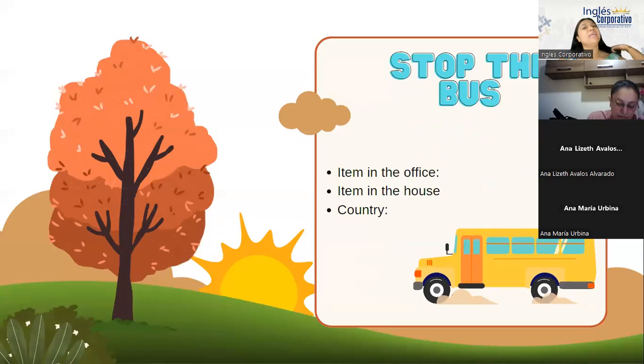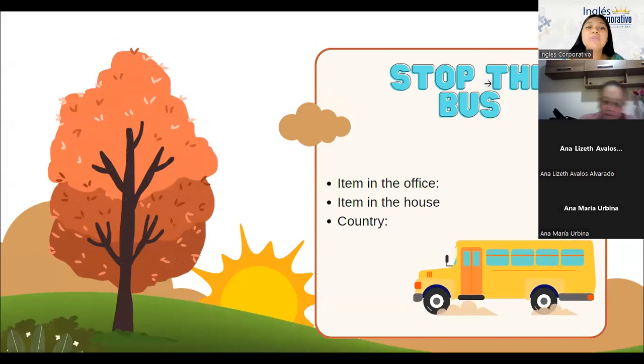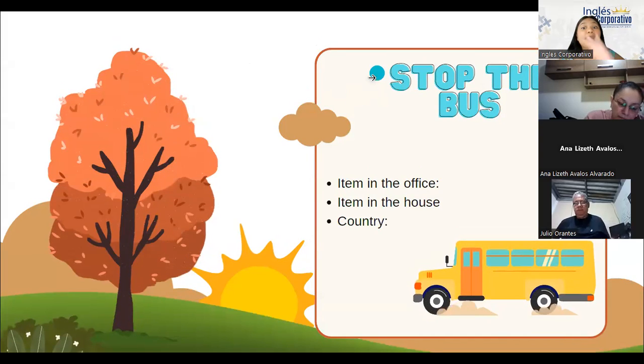We are going to play it with item in the office, item in the house, and country. Those are the three categories that we are going to use today. I'm going to give you the letter, and you know how to play this, right? You need to look for an item in the office, an item in the house, and a country that start with the letter I'm going to give you. And remember to say stop the bus whenever you have the three items.